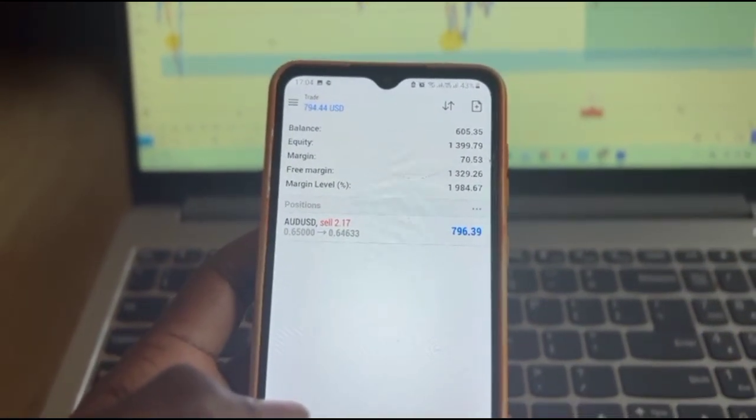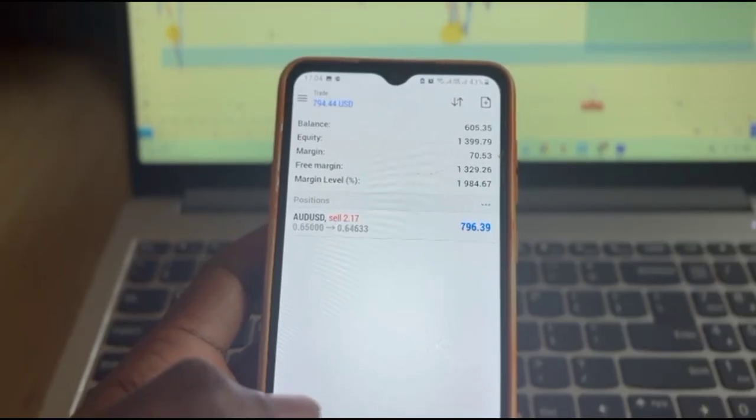Welcome guys. So this is a trade I took this week and I shared the setup on Sunday.